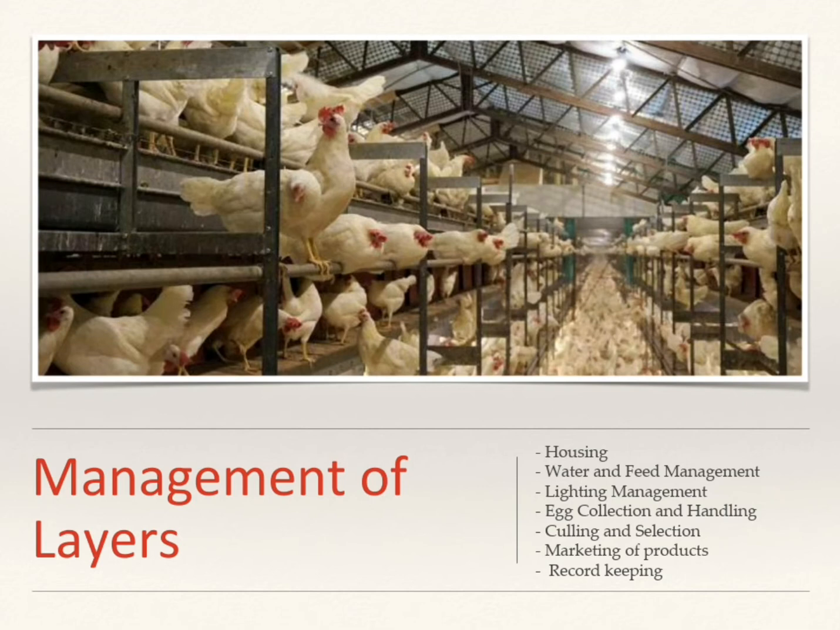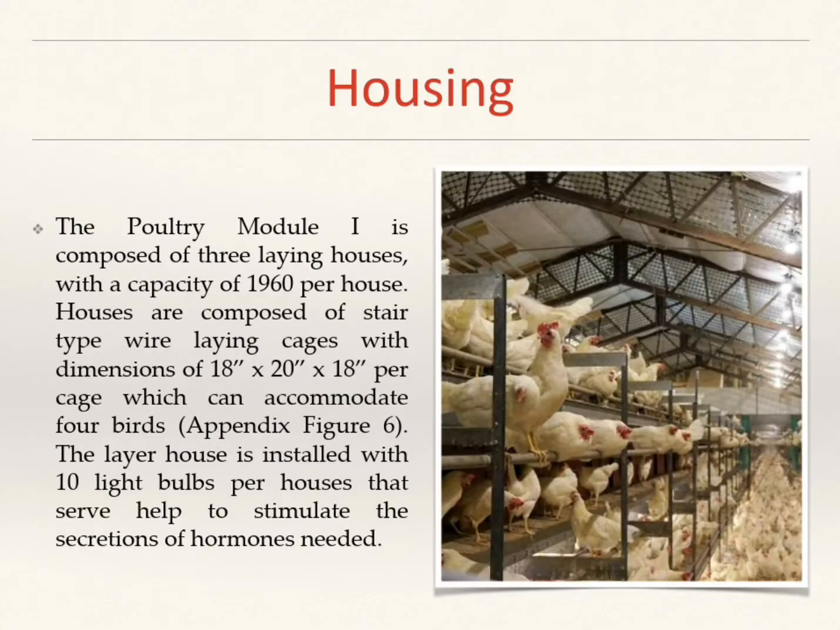We have the housing, water and feed management, lighting management, egg collection and handling, culling and selection, marketing of products, and record keeping. In the housing, Poultry Module 1 is composed of 3 laying houses with a capacity of 1,960 per house. Houses are composed of stair-type wire laying cages with dimensions of 18 inches by 20 inches by 18 inches per cage, which can accommodate 4 birds.